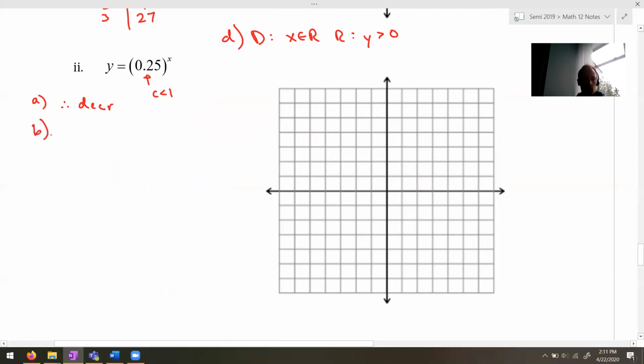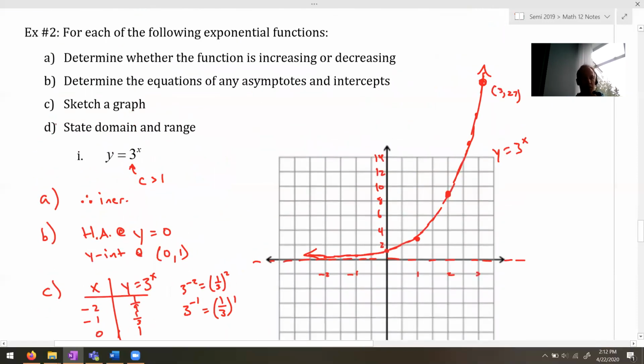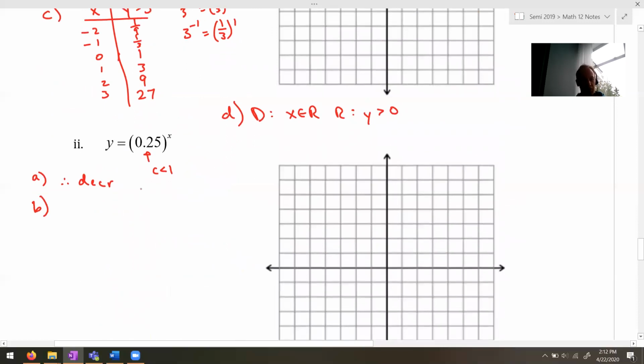B said, well, what did B say? Determine the equations of any asymptotes and intercepts. Okay, well this is easy. This is still the same thing. At y is equal to 0, and we would say the y-intercept. Again, you can think about this, or you can just write it down, but it doesn't really matter because it's both the same result. 0.25 to the power of 0 is equal to 1.